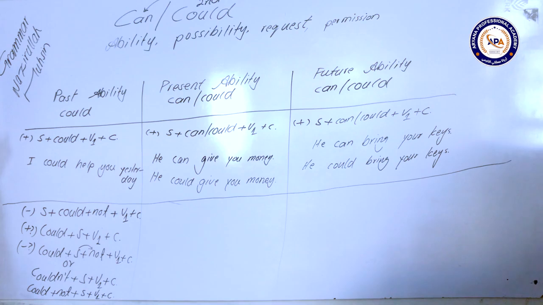For example, could you not help me? Could you not help me? Or you can also use it before the subject, but it must be used in the short form, in the contracted form.